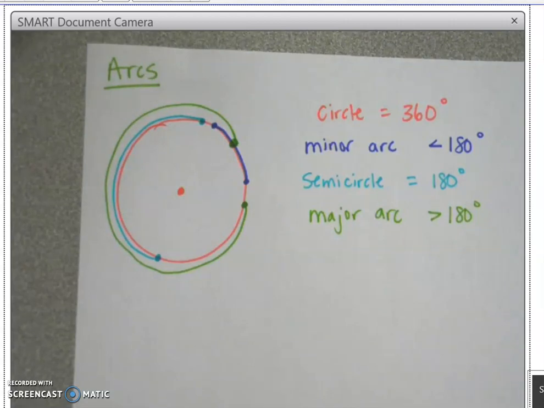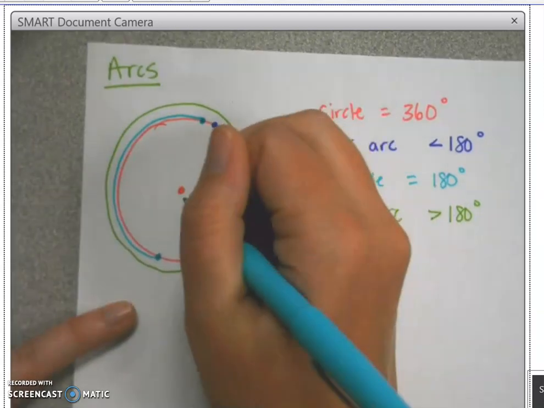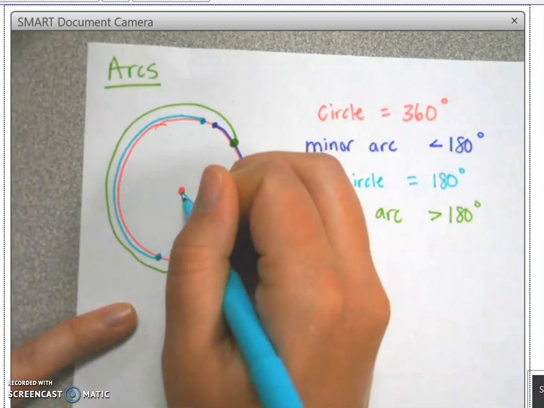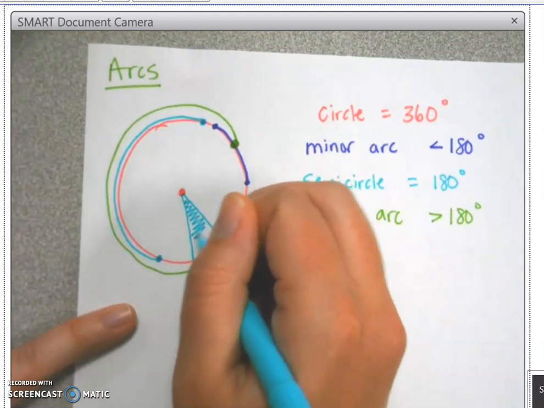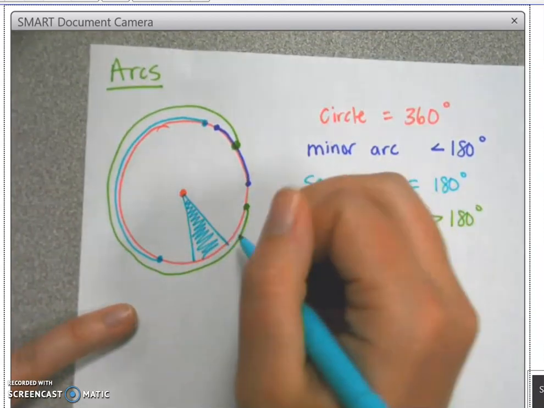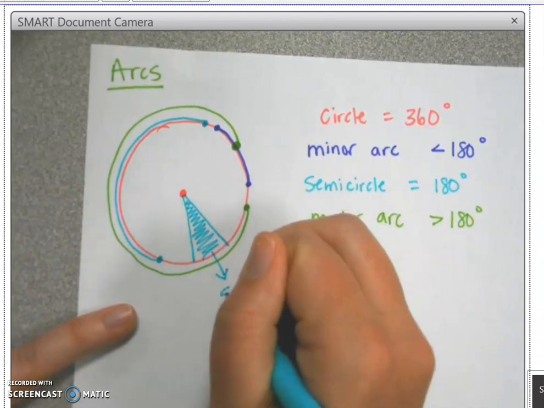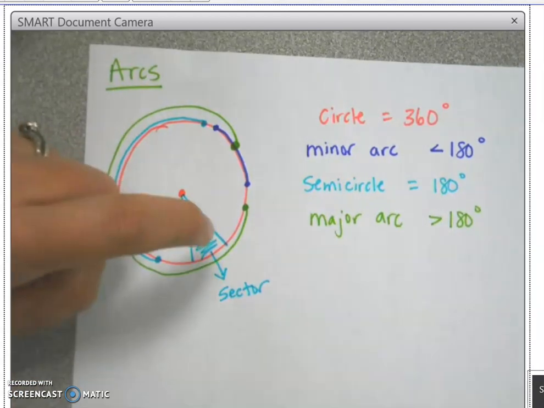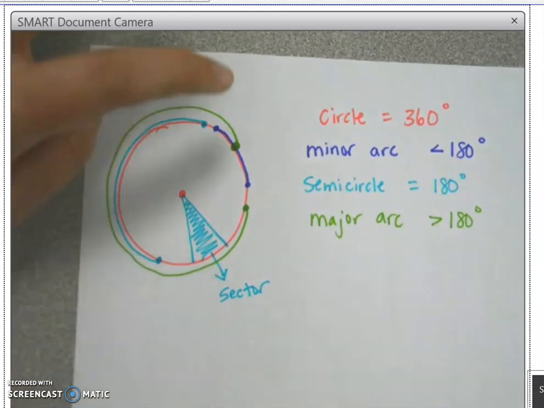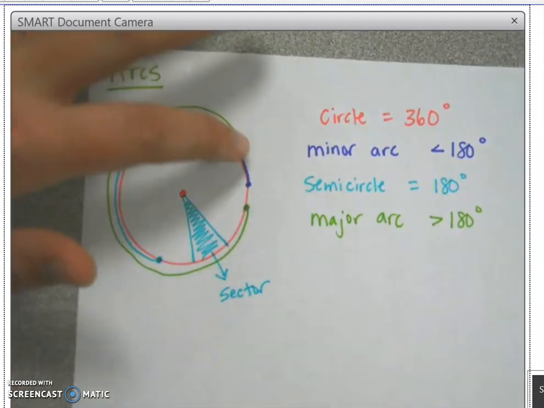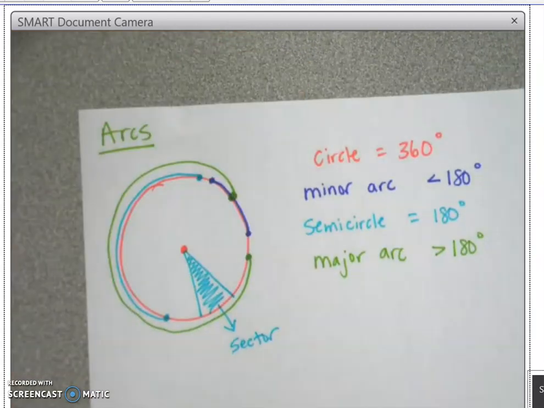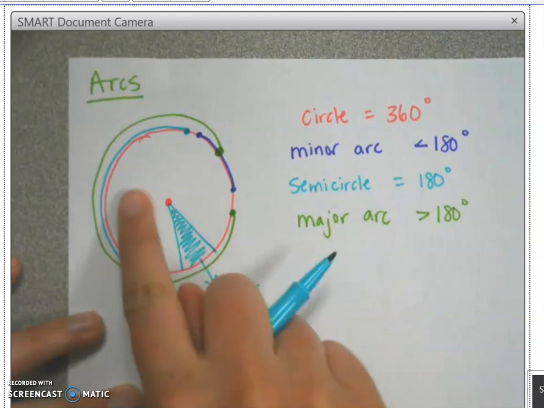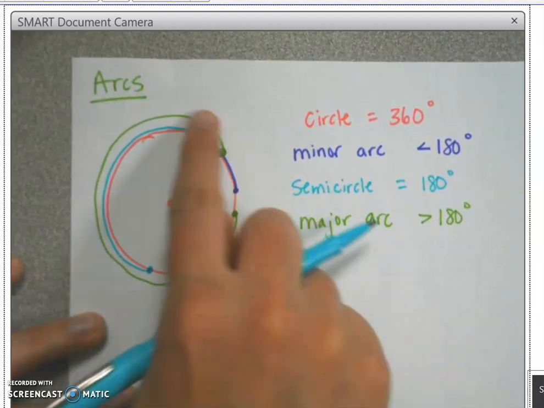This is not an arc, but it is something I need you to know. Anytime you have a piece of the circle like this, it's kind of like a piece of pizza or a piece of pie. This is called a sector. So anytime you have a piece of your area, it's a sector. If you have a piece of your circumference, remember circumference goes around, it's an arc. So sector is a piece of the area, area's inside. Arcs are pieces of your circumference.